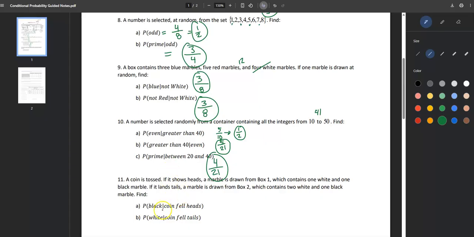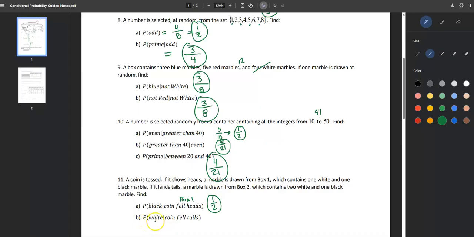Right. Here we go. We got a coin that's tossed. If it's a heads, you go to box 1. If it's a tails, you go to box 2. And it tells you what's going on here. So what's the probability of going to black if the coin falls on heads, which means I'm going to go to box 1. So if I'm looking at box 1, it contains 1 white and 1 black. So that'd be 1 out of 2 for that.